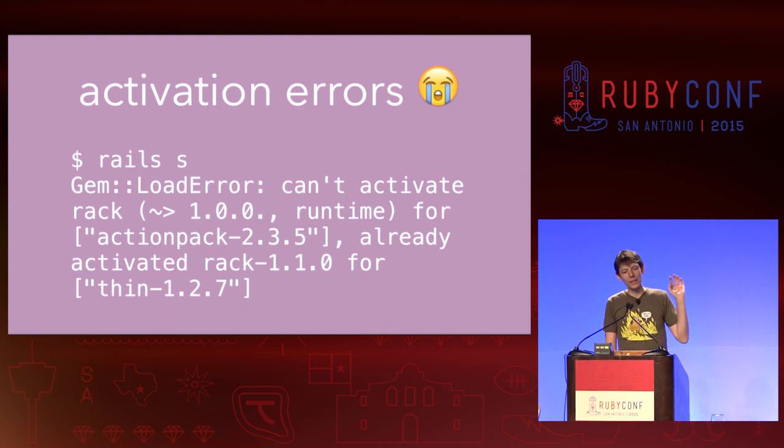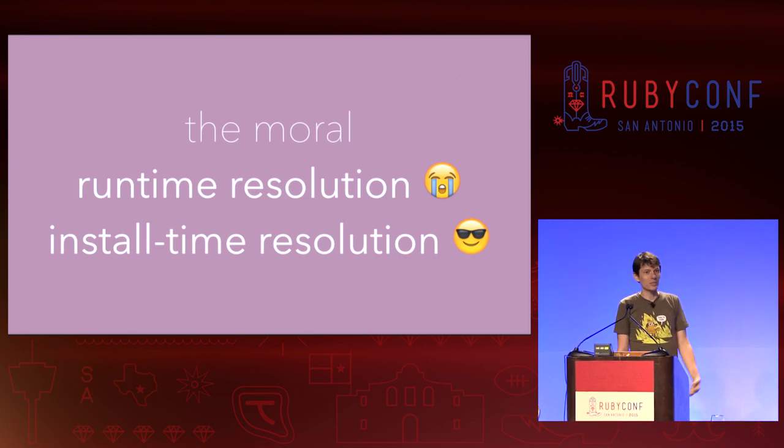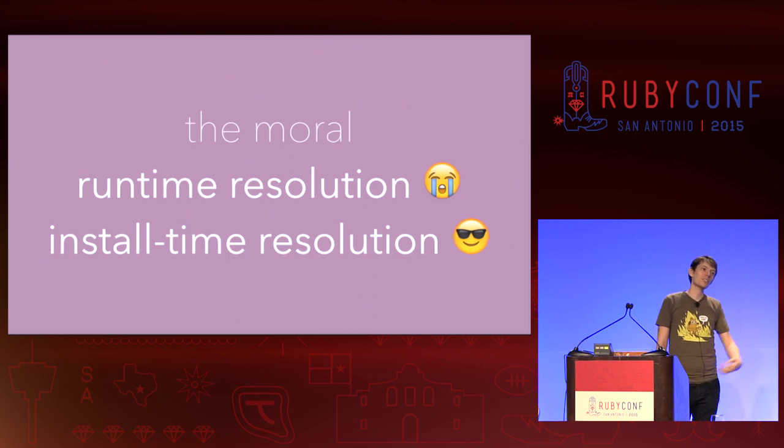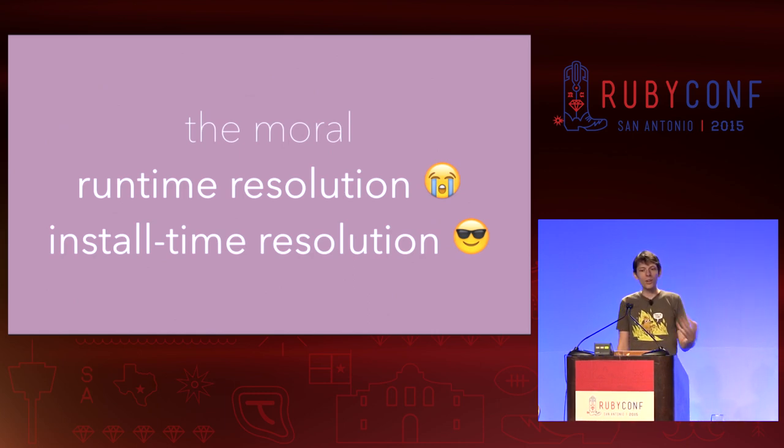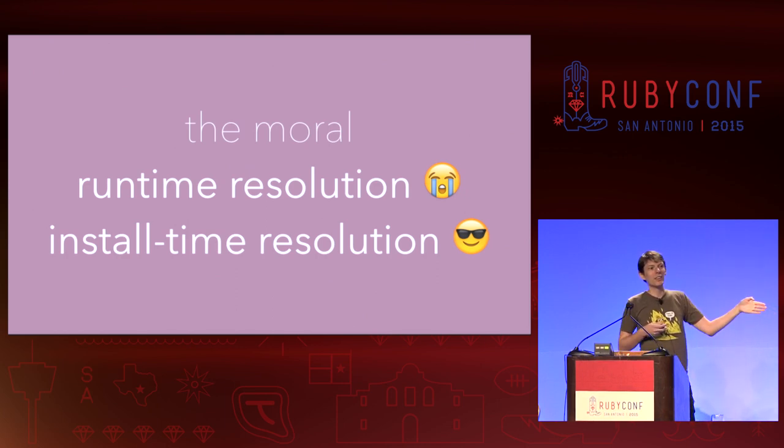So the moral of activation errors is not to do runtime resolution, which is what RubyGems was trying to do, where you say, oh, I'll just wait until the app is already running and then use the gems that I need, because by then it's too late. And instead do install time resolution, which ultimately just means that before you actually even install any of the gems, you say, hey, is it possible to make all of these gems activated at the same time?